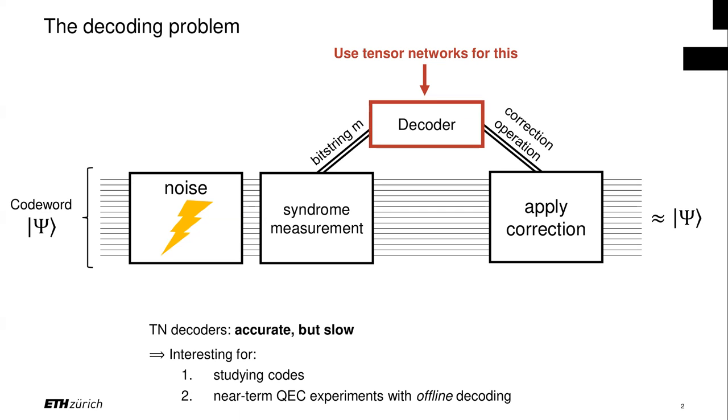Just so that I understand correctly what you said in the second part, this offline decoding essentially cuts off the correction operation.